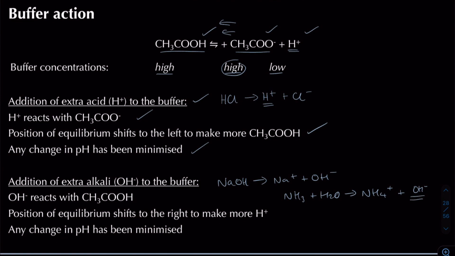Let's say these hydroxide ions were added to our buffer solution. What would happen is that the OH minus ions would react with our weak acid, which is going to be ethanoic acid. That would shift the equilibrium towards the right. And so what actually happens is we make more H plus, we counteract the change in pH, and so we can say that any change in pH has been minimized as well. So we need these three points over here.